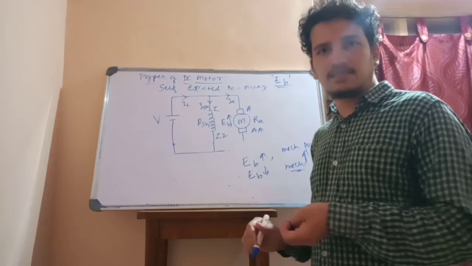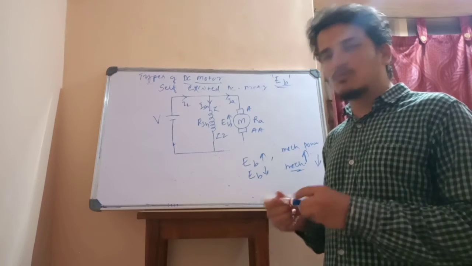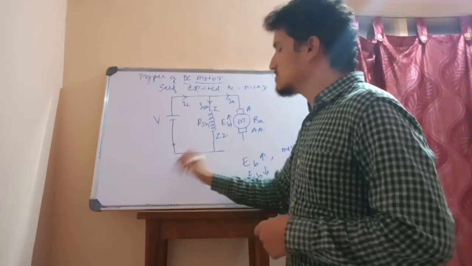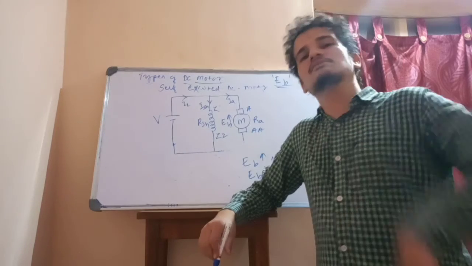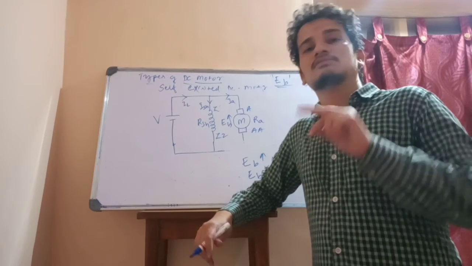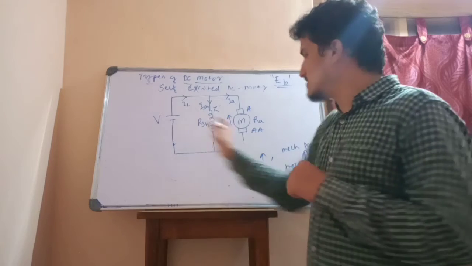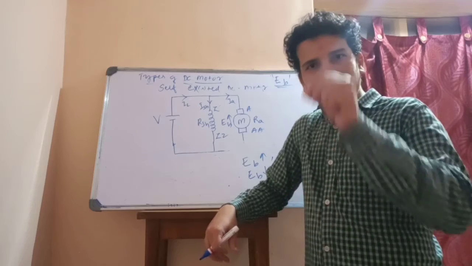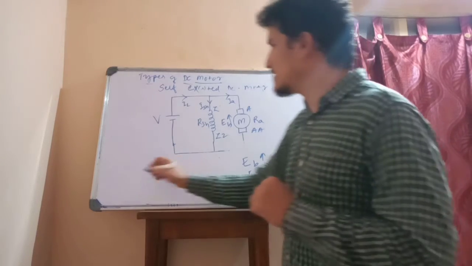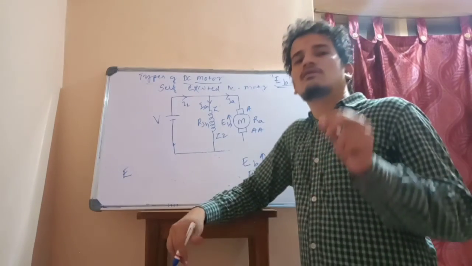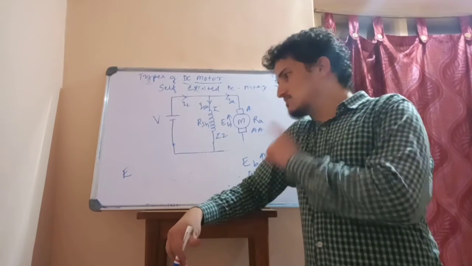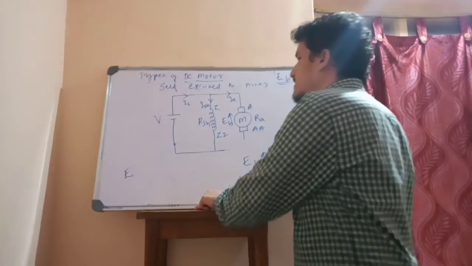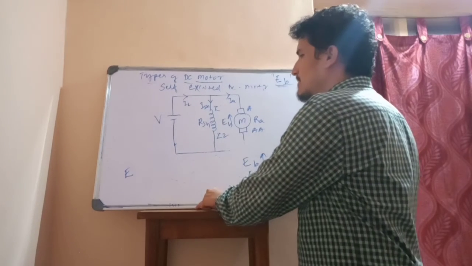So at standstill, which means the motor is not running, what will happen? There is one more formula from the DC generator, where you derive the generated EMF. EB is also nothing but generated EMF. The proof for this is not in the scope of your syllabus, so I don't include that. I will just write the formula; you can also remember it.